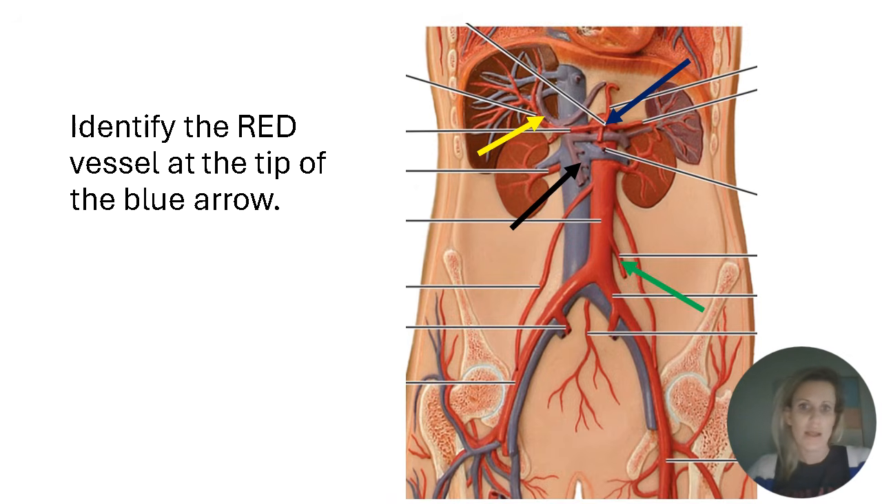The red vessel at the tip of the blue arrow. Again, I think we already did this. This was the celiac trunk, right? Celiac trunk right in the middle of all those branching.